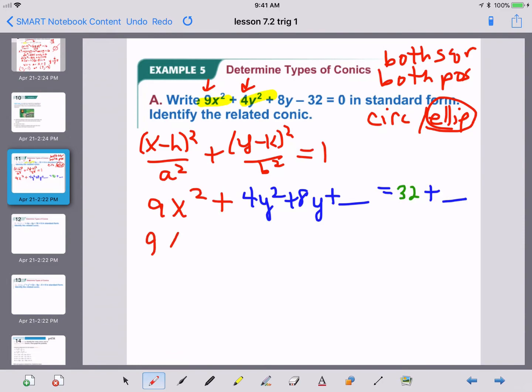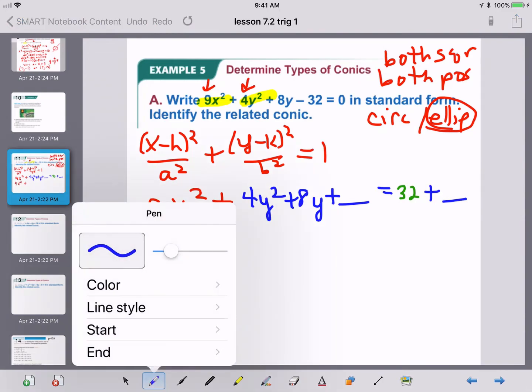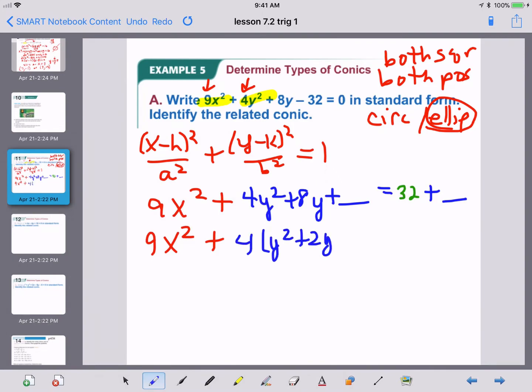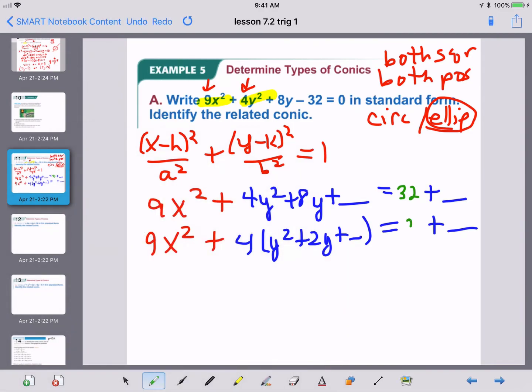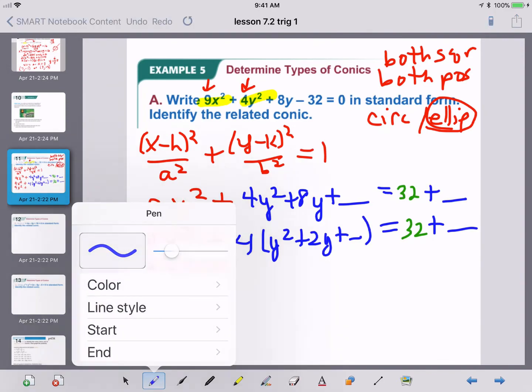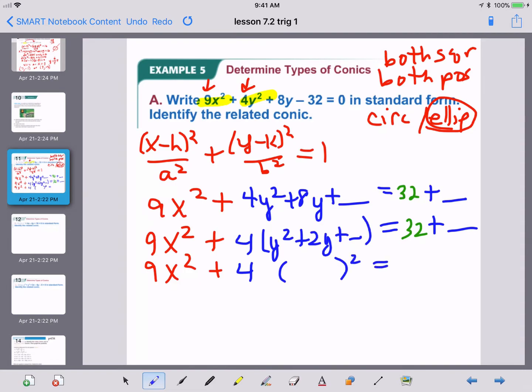So we're going to get 9x squared is good to go. We're going to take a 4 out of each of these. We're now going to complete the square. Let's remember that process. Half of this number goes next to your y. That's a 1. 1 squared fills that spot. 1 squared is 1. There's a 4 here, so technically I have added a 4 to the left side, so I have to add a 4 to the right side. And I get that that's equal to 36.